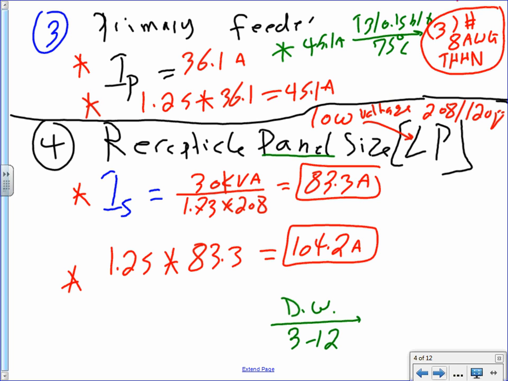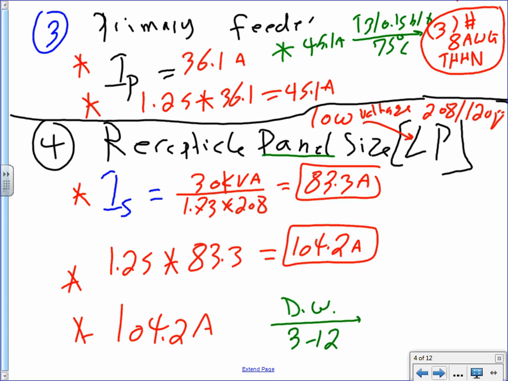So you design a system for how many years? 50 years is the expected life of a system that you design. So throw in 25% extra on that. And then the last step is you take the 104.2 amps to DeWalt 3-12. That's how we size the panels.